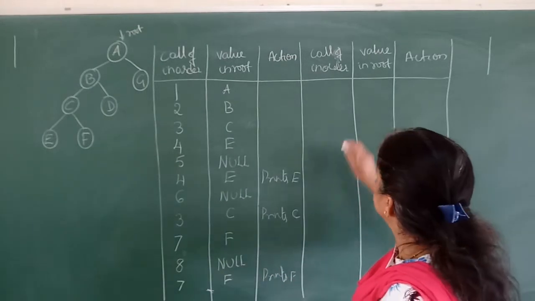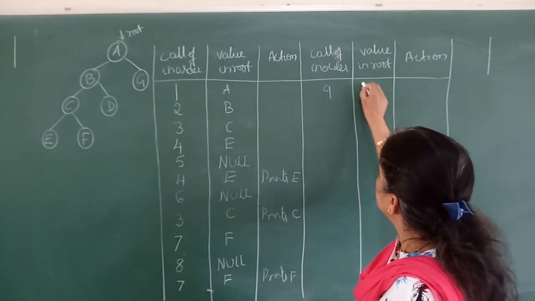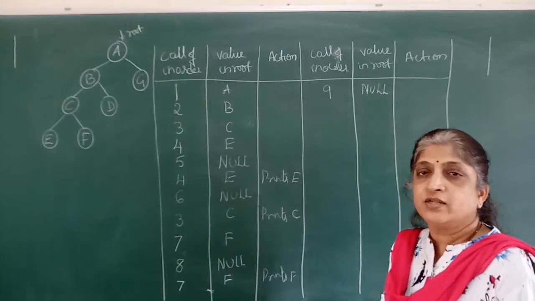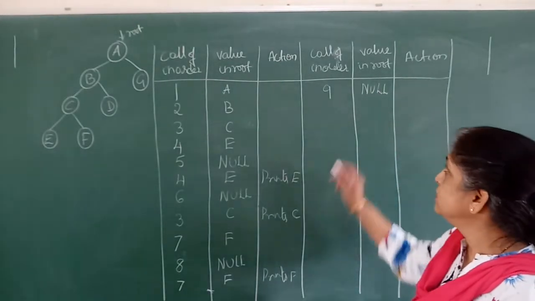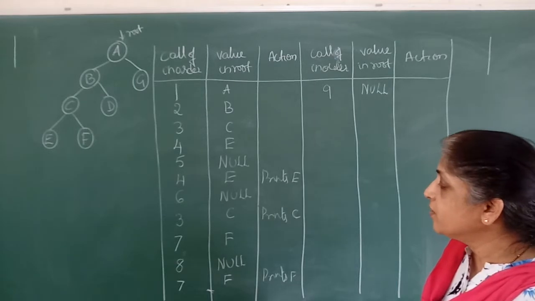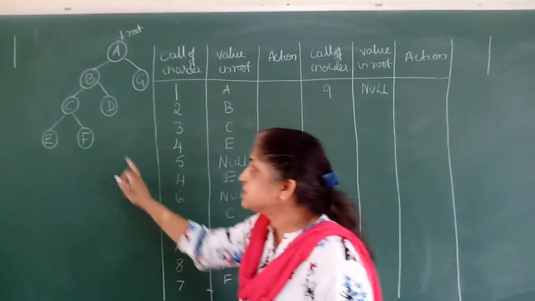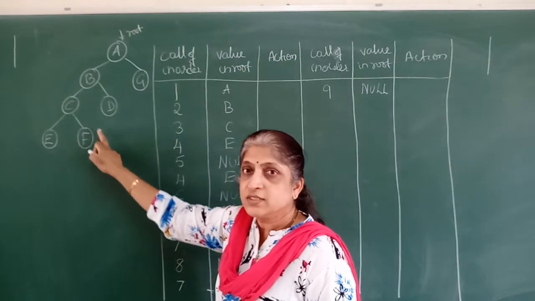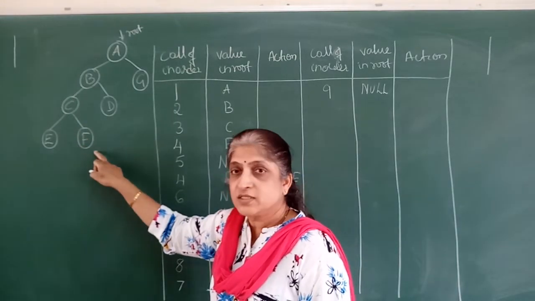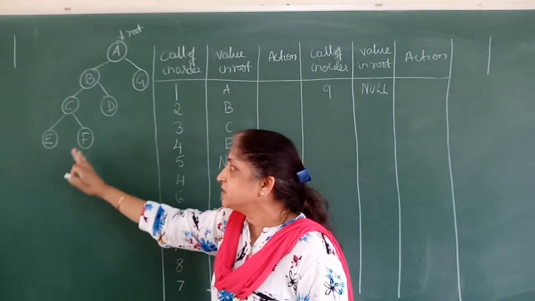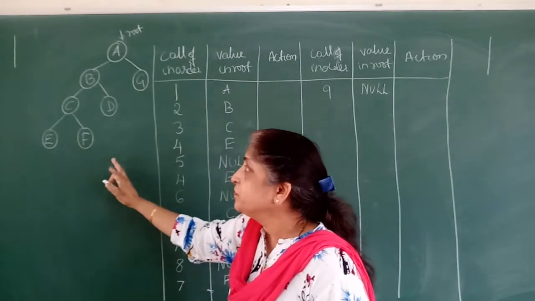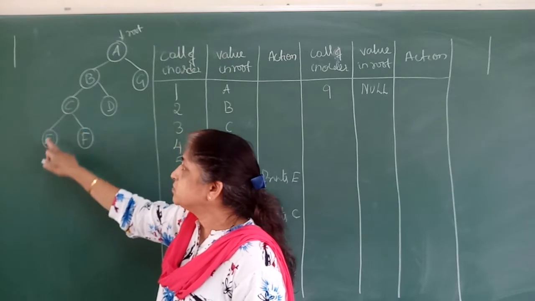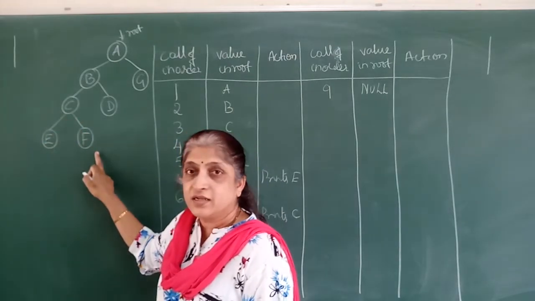This is the ninth call to the function, and the value in root is null. So the control returns to the previous call. Now that it has completely visited this, it returns to the previous call, where all the operations are done. That is, it has completely visited the left subtree and the right subtree. It returns to the previous call here, where it has also completely visited the left subtree and the right subtree.